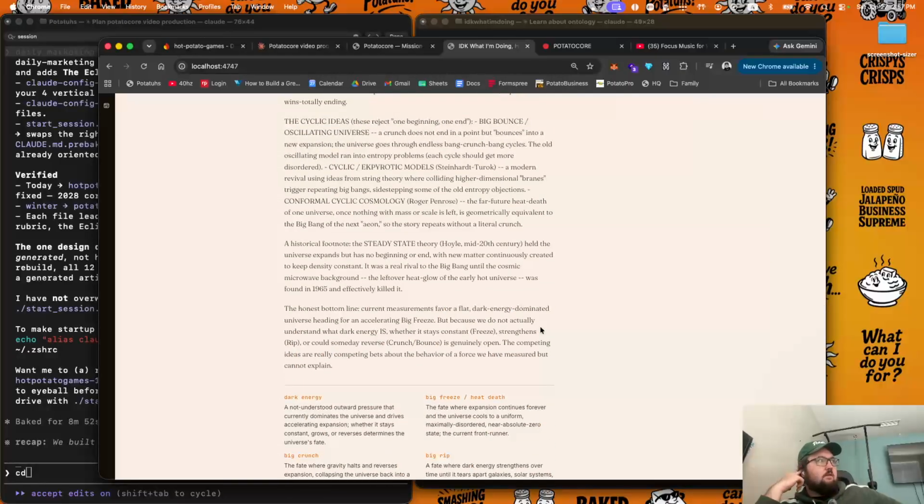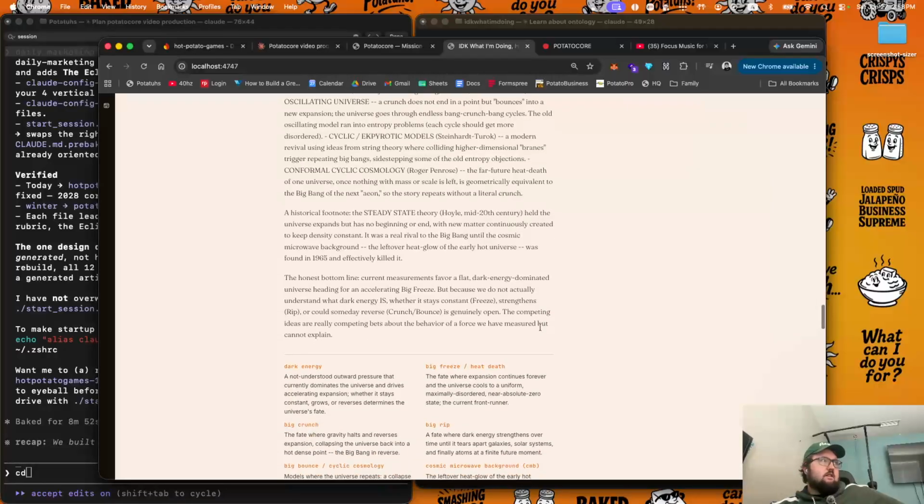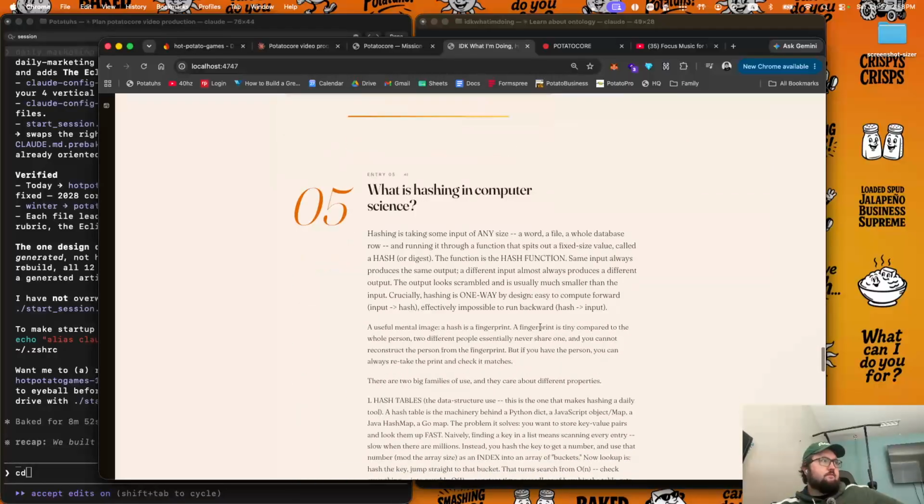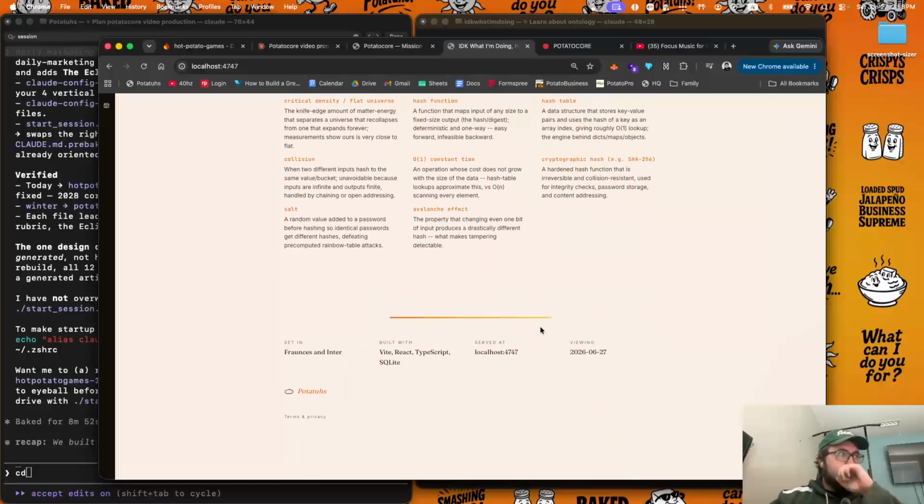Okay, the cyclic ideas, big bounce, oscillating universe. A crunch does not end in a point, but bounces into a new expansion. The universe goes through endless bang, crunch, bang cycles. The oscillating model ran into the entropy. A steady state. Yeah, these are interesting. We already went through hashing. All right, so let's go live with that.